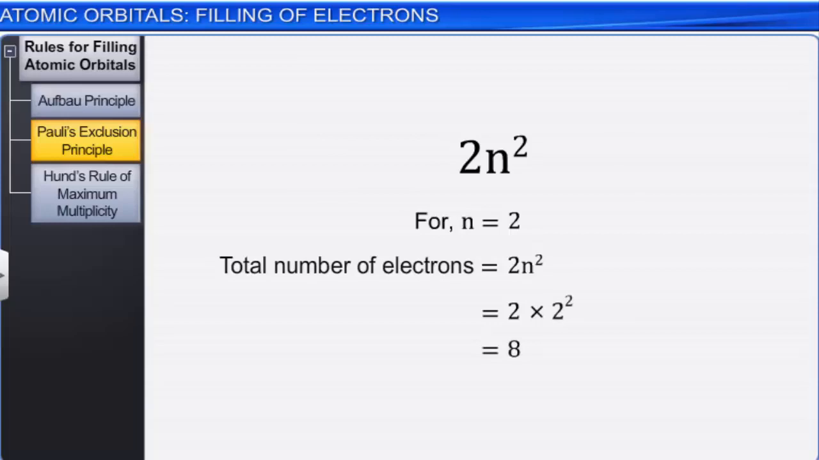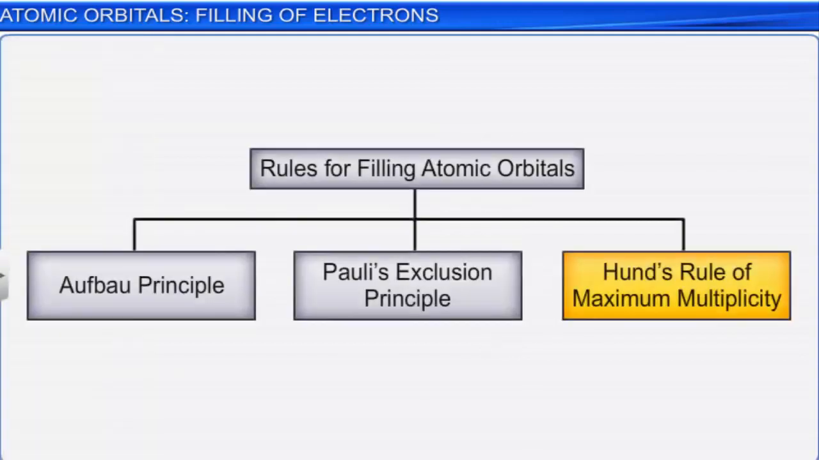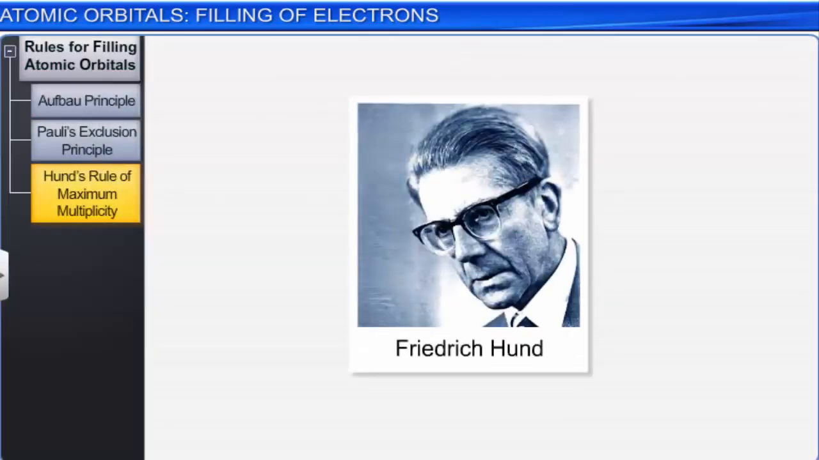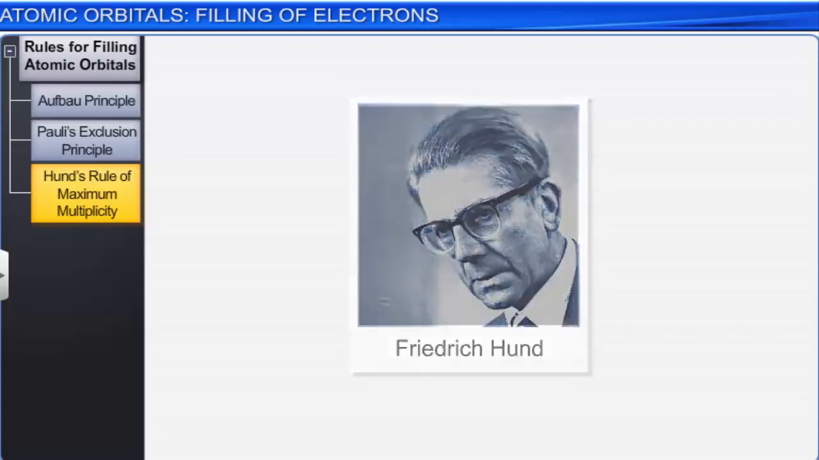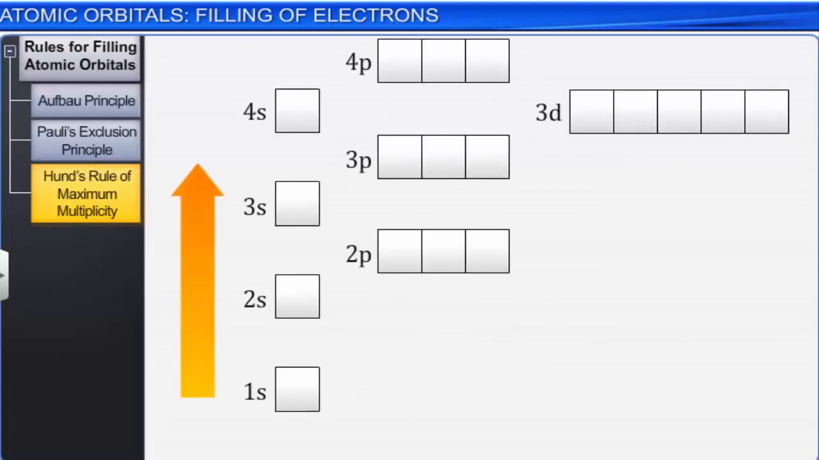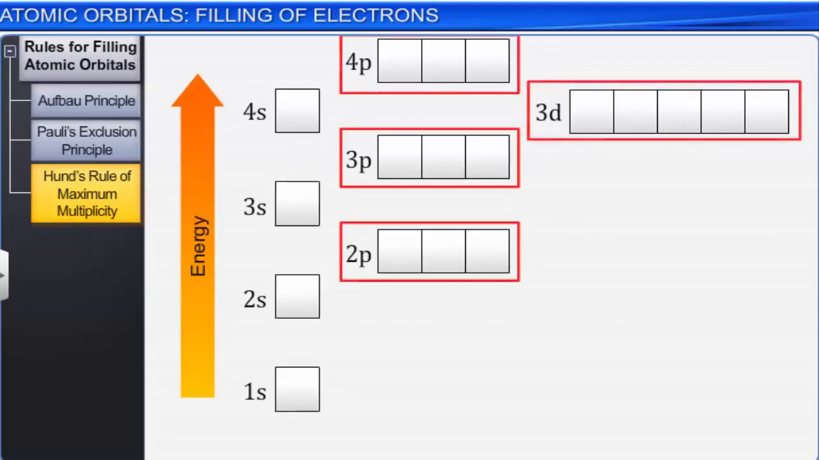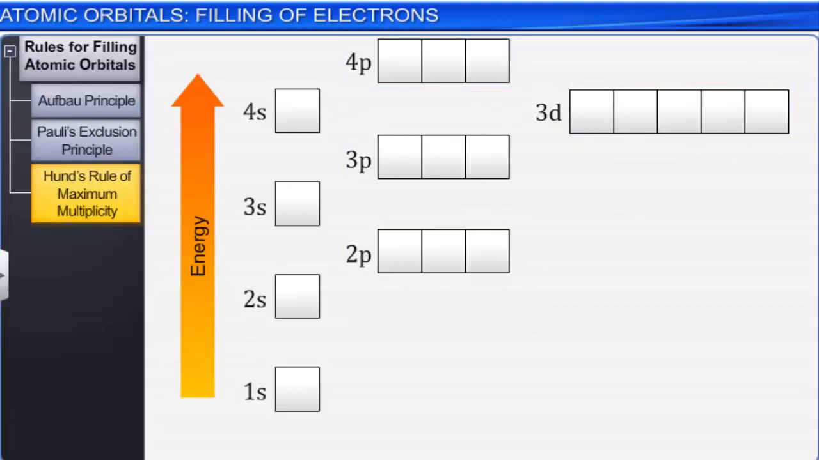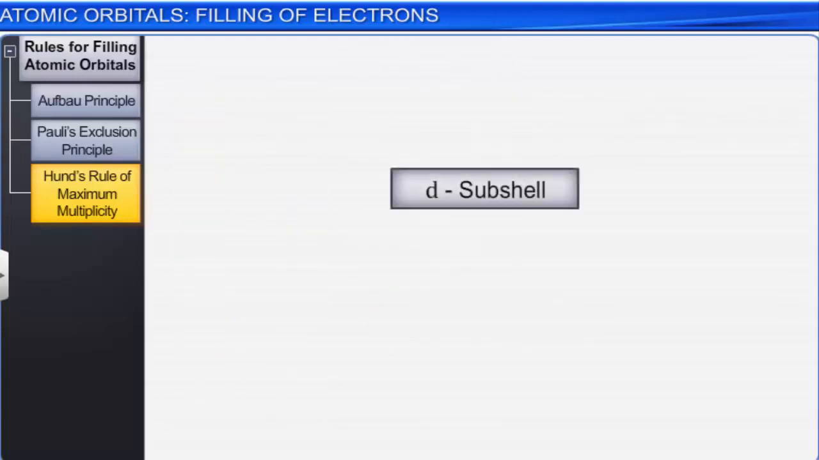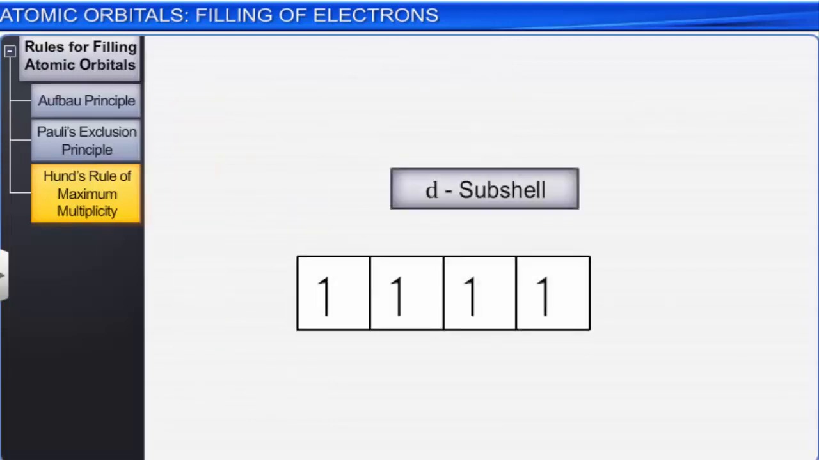The third rule of filling of electrons into the orbitals was proposed by Friedrich Hund. It is called the Hund's rule of maximum multiplicity. This rule helps in filling of electrons into the orbitals of the same subshell. The orbitals belonging to the same subshell have the same energy and are called degenerate orbitals. The Hund's rule of maximum multiplicity states that in a set of degenerate orbitals, the orbitals are singly occupied first and then pairing of electrons takes place.